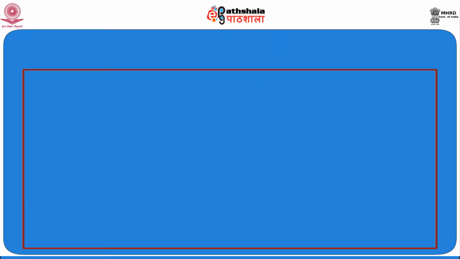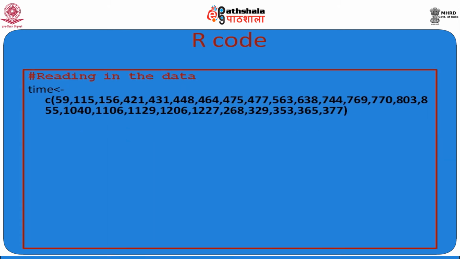Now come to the illustration, the R code. Here is the reading of the data. Here we have a few patients' data, and the first patient's follow-up time is 59, 115 for the second patient. Like that, all patients' follow-up periods are detailed. So here in R we can call time as, within parentheses, 59, 115, 156, like that, all individuals' follow-up observations.